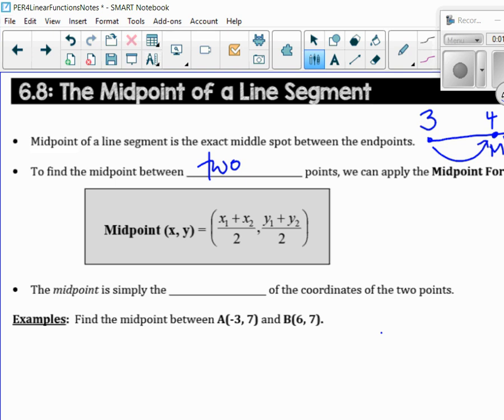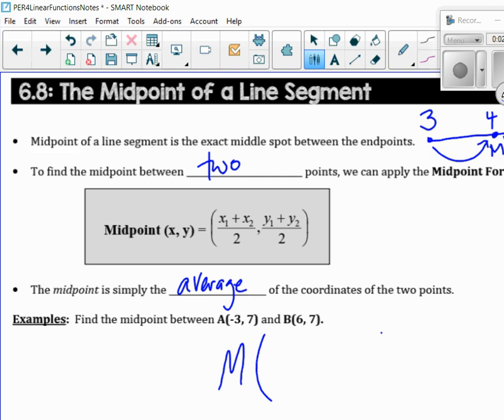So what we're doing here is essentially finding the average between the 2 points. You look at them individually, the 2 x points, add them up, divide by 2. If you want to find the average between 2 test scores, add them up, divide by 2, right? That's essentially what you're doing. So the midpoint is simply the average of the coordinates of the 2 points. Okay, so the midpoint is going to be, add them up, divide by 2.